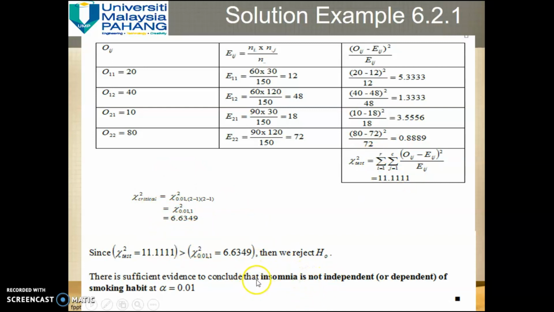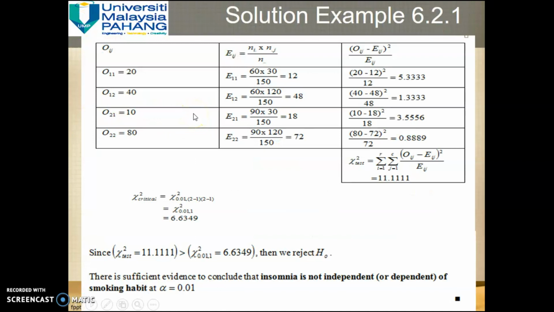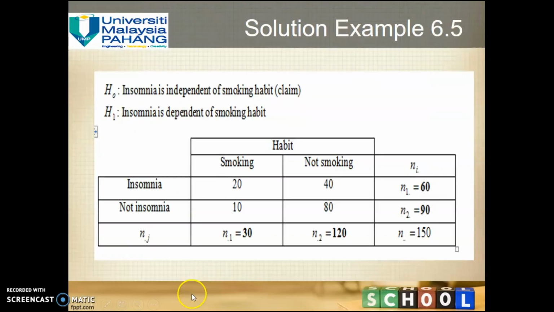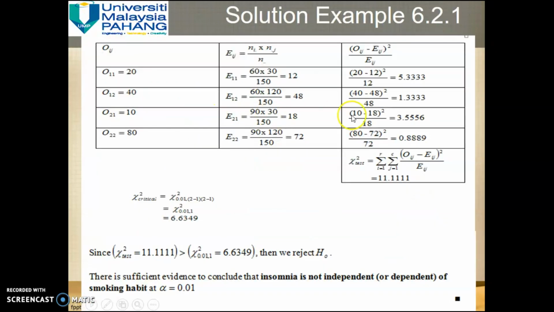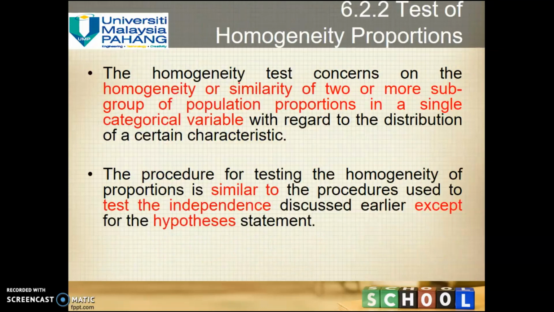For the conclusion, you can write which statement you support. Here, reject H0 means that we support H1. So you can write here, at alpha 0.01, insomnia is independent of smoking habit. It will be accepted. In the next video I will discuss exercise 6.2.1. So we go first to 6.2.2, the test of homogeneity of proportion.